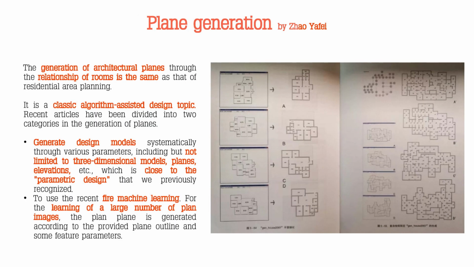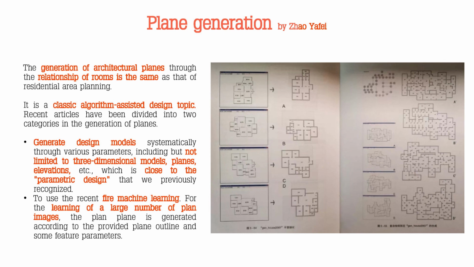This is another very interesting case that the literature reports. Very, very nice, frankly speaking. Very nice, but with some controversial and even interesting output. We read together: the generation of architectural plans through the relationship of rooms is the same as that of residential area planning. This is a classic algorithm-assisted design topic.